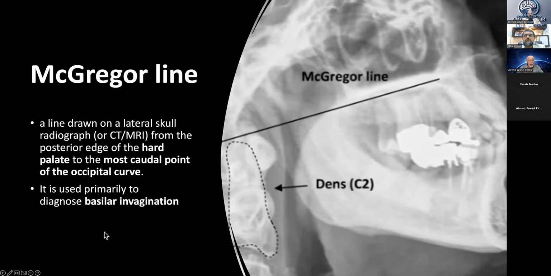The McGregor line is a line drawn on a lateral skull radiograph, CT or MRI, from the posterior edge of the hard palate to the most caudal point of the occipital curve. So it is used primarily to diagnose basilar invagination.